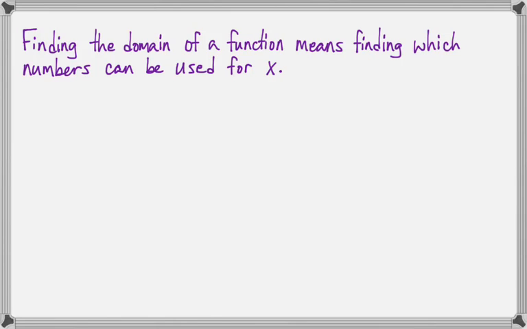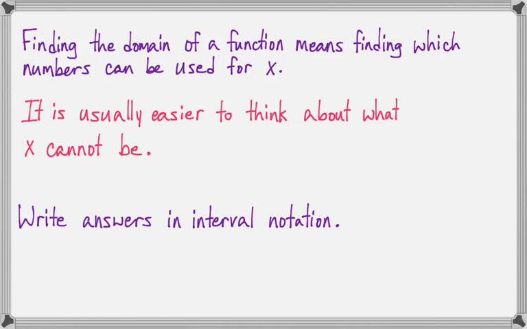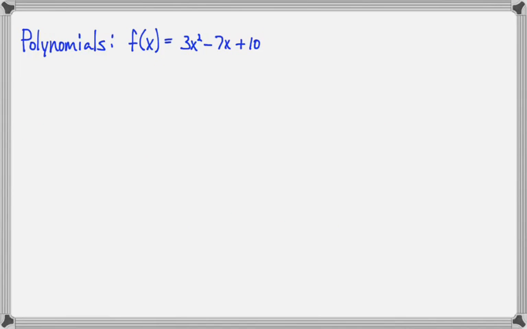Finding the domain of a function really just means finding which numbers can be used for x. But it's usually easier to think about what x cannot be than to think about what it can be. Usually what we do is figure out what x can't be, then the domain is all the numbers that are left over, and we write the answers in interval notation. So let's look at each function in turn.